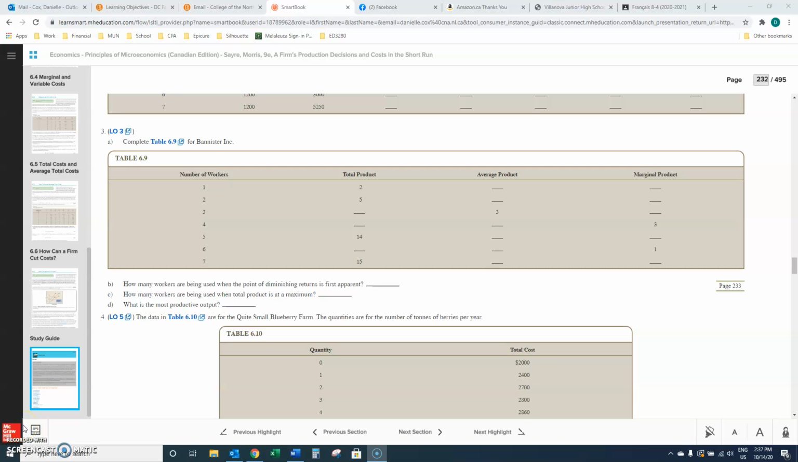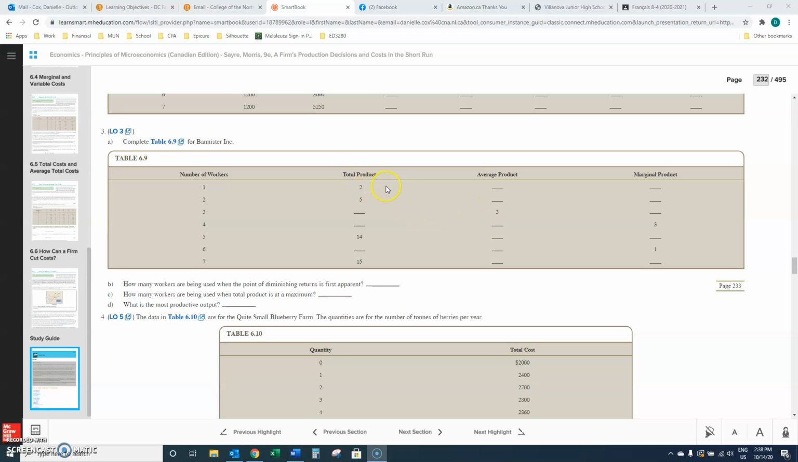Okay, let's take a look at question number 3 in chapter 6. So, starting off, we have to complete the table. We have some numbers randomly filled in for total product, average product, and marginal product, and we have to fill in the blanks.